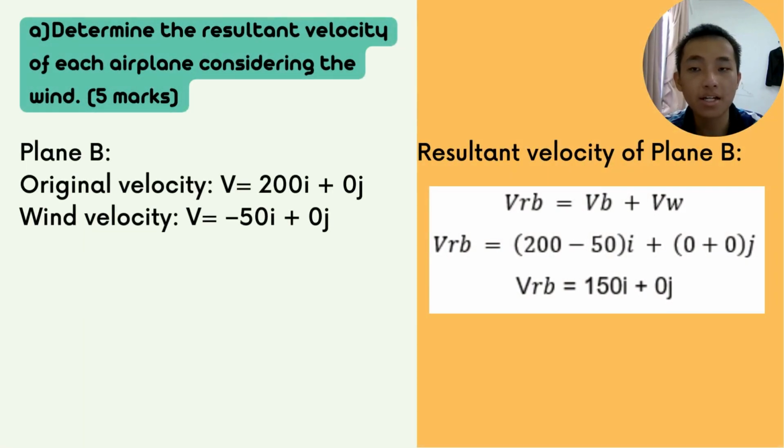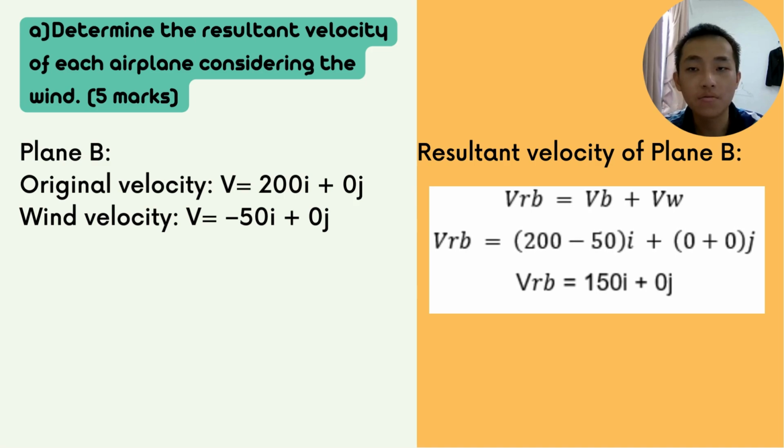So, if we want to find the resultant velocity for plane B, we need to add up the original velocity of plane B and the wind velocity. After adding up the two of them, the resultant velocity of plane B is 150I plus 0J.